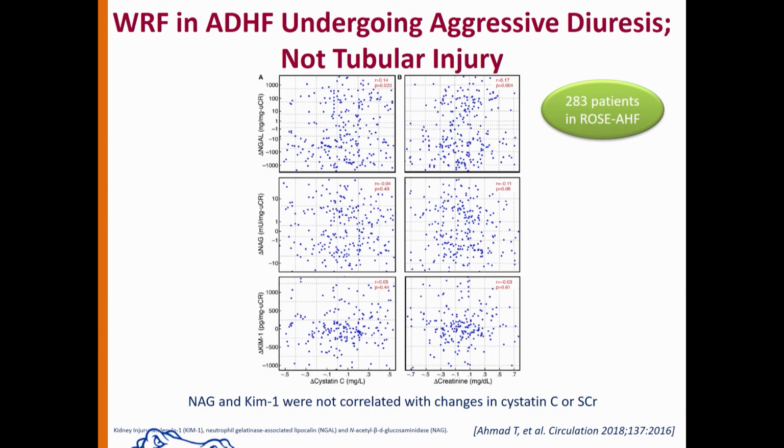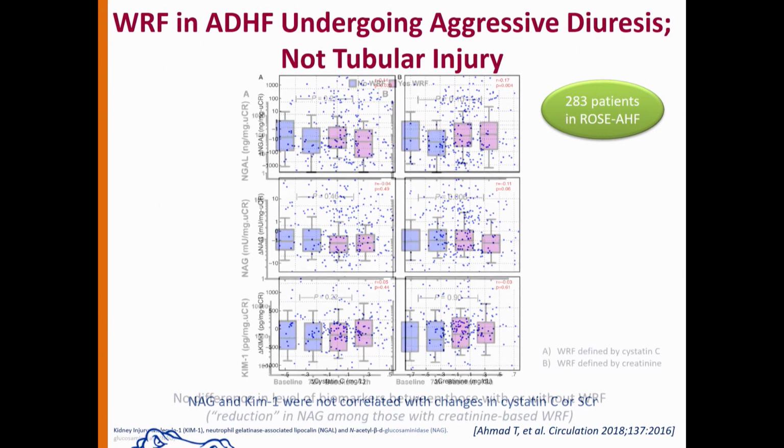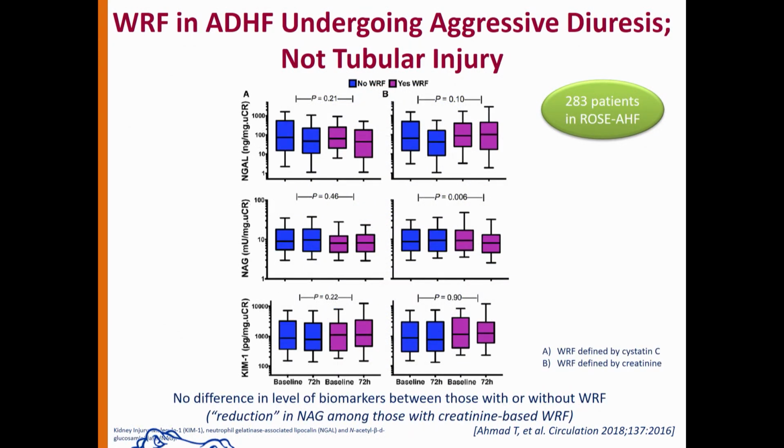You don't have to go through the details of the diagram. Just by looking at the dots, you see the dispersion. There is no correlation whatsoever between anything with anything. When you look at the worsening renal function specifically, compared to those who did not have worsening renal function, again, you don't see any difference between the biomarkers. It's a complete disconnect.